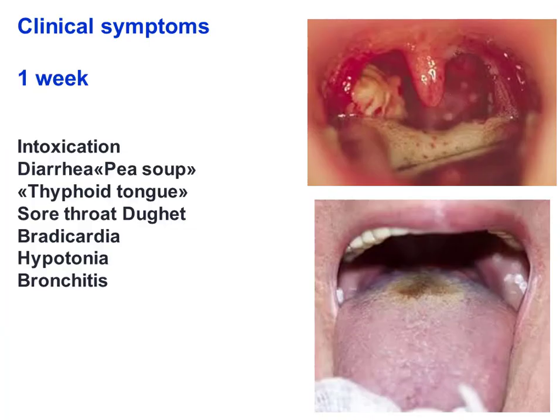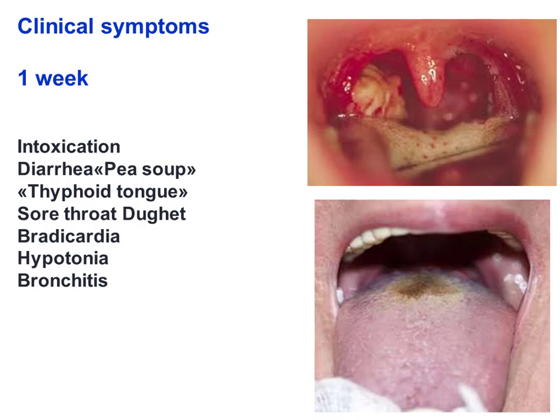In the first week, we see guiding symptoms: gradual onset, complaints of headache, fatigue, insomnia, lack of appetite, constipation, or maybe diarrhea in the form of pea soup. Prolonged fever, paleness of the skin, appearance of typhoid tongue.